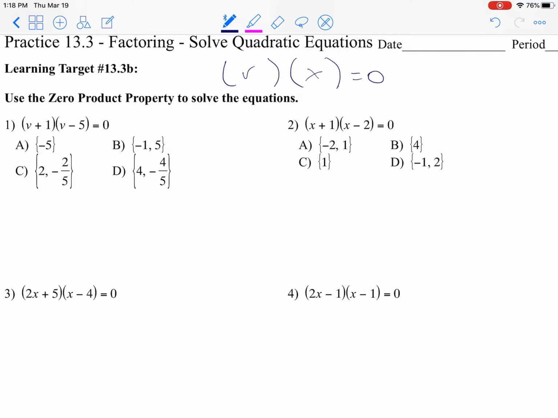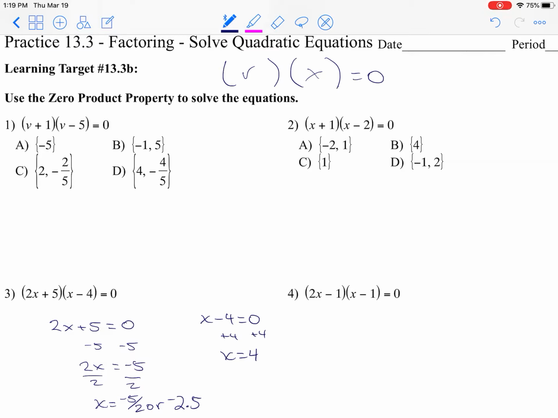So for example, if I do number 3 for you, you take the first parenthesis, 2x plus 5, and set it equal to 0 and find out what value of x makes that true. So we'll subtract 5 from both sides, and then we'll divide by 2 on both sides, and so we get x equals negative 5 over 2, or obviously that's negative 2.5 if you like a decimal better. And then we do the other factor, so x minus 4 equals 0, add 4 to both sides, and x equals 4. So I have solved that equation using the zero product property.